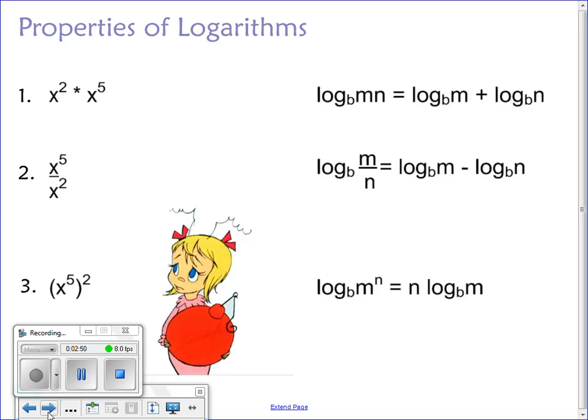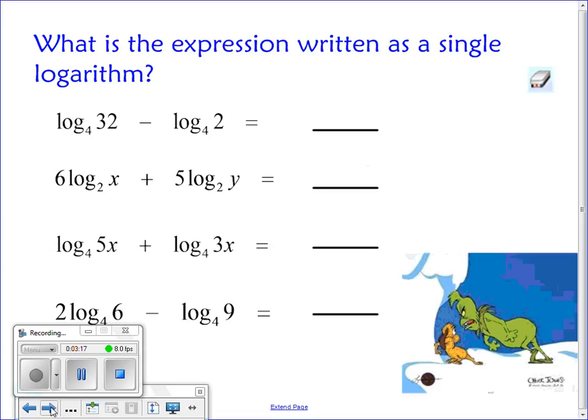And then down here, x to the 5th squared would give you x to the 10th because you multiply them. Same idea here, it's a little bit different. We think of this as we distribute. So I'm going to take this exponent and multiply it way out in front. It jumps out into the front and then log of m. So let's jump in using these properties and see what we can figure out.